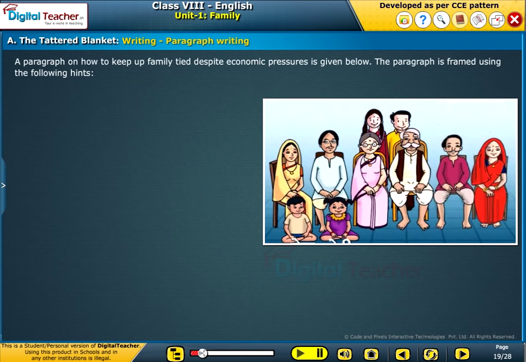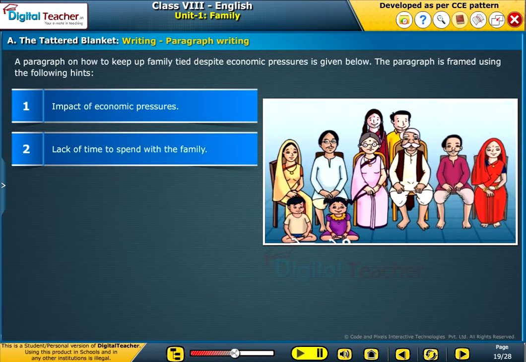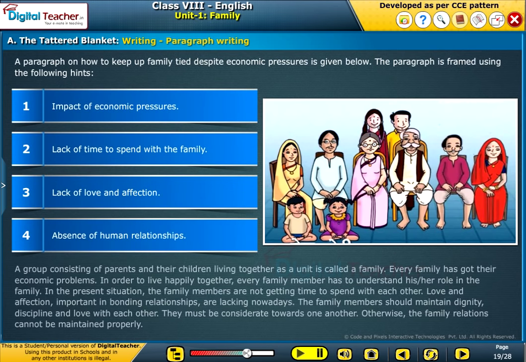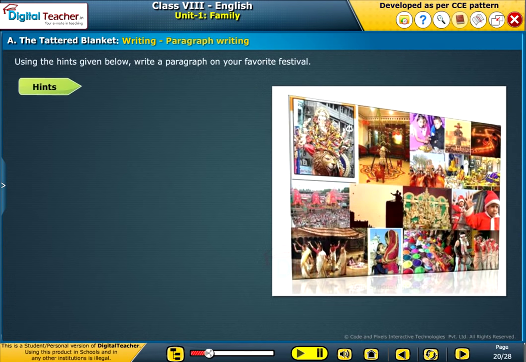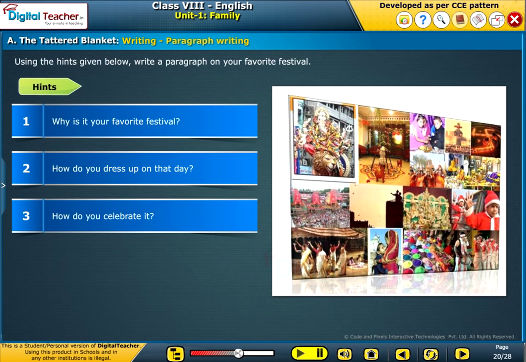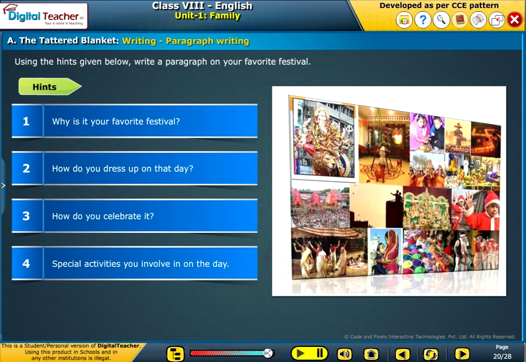A paragraph on how to keep a family tied despite economic pressures is given below. The paragraph is framed using the following hints. Let us now do an activity to check your understanding. Using the hints given below, write a paragraph on your favorite festival.